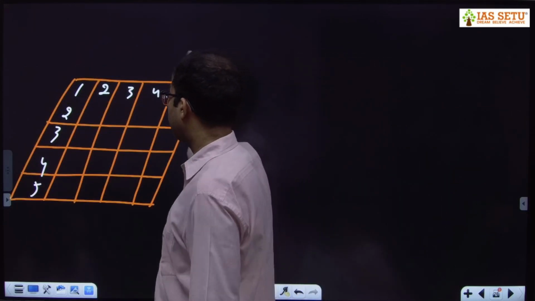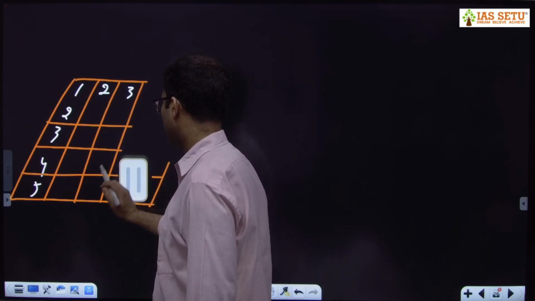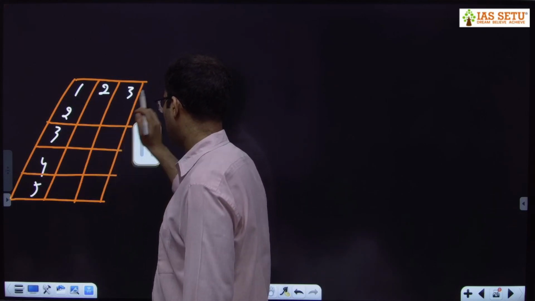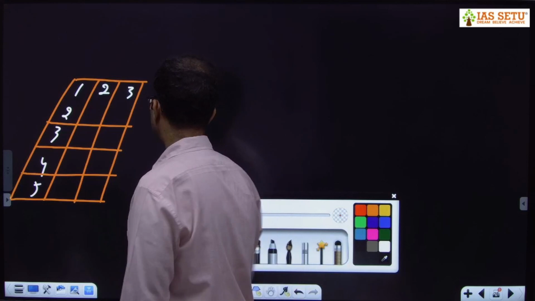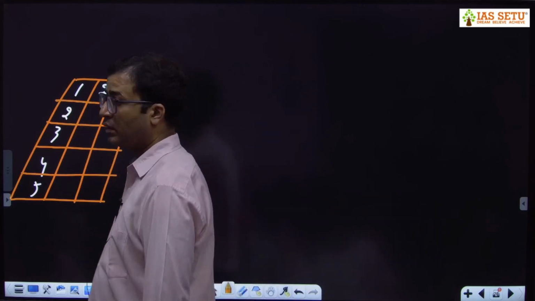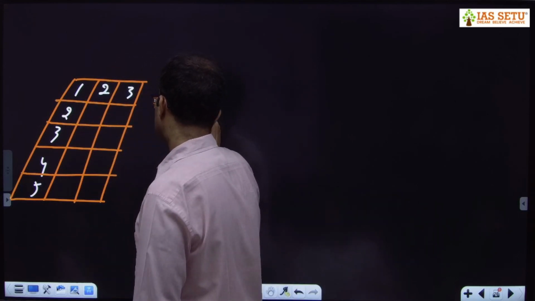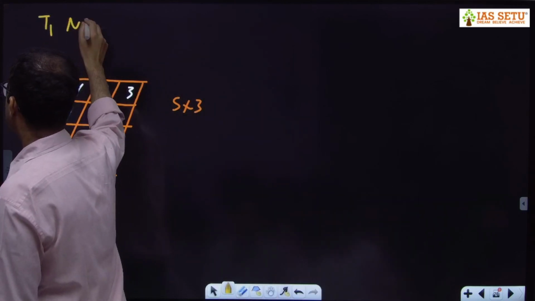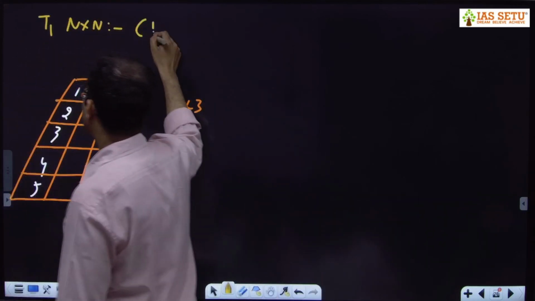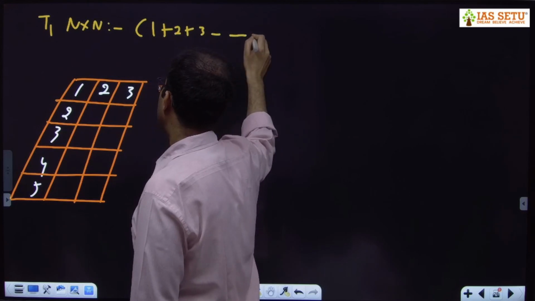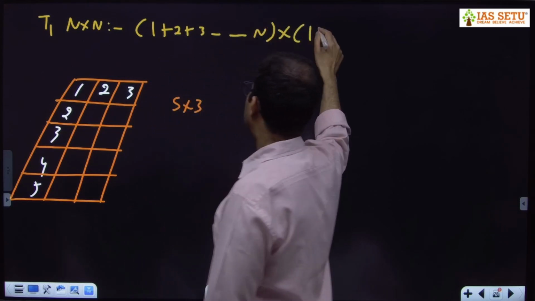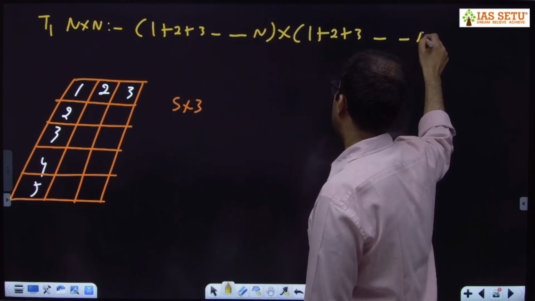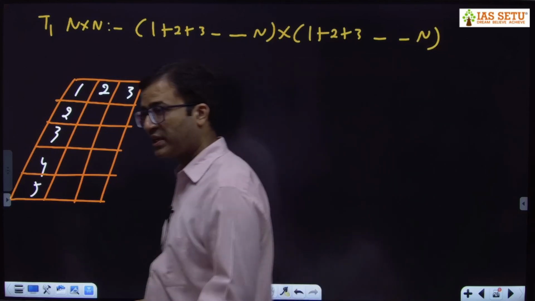When it is not an n by n figure, it is a 5 by 3 figure. So let me tell you, type 1, it is an n by n figure. Bracket start 1 plus 2 plus 3 up to n, into second bracket start 1 plus 2 plus 3 up to n. Type 2 same like rectangle.